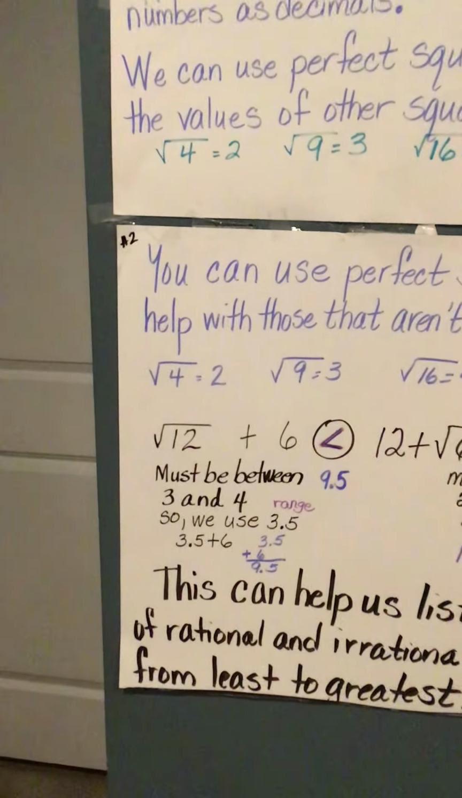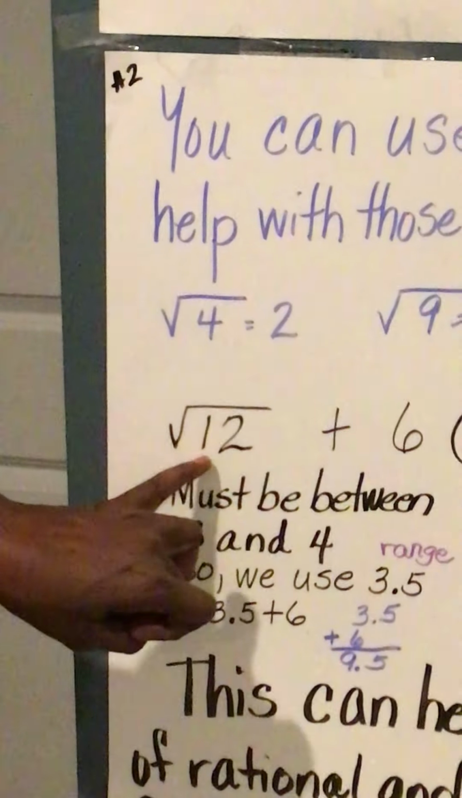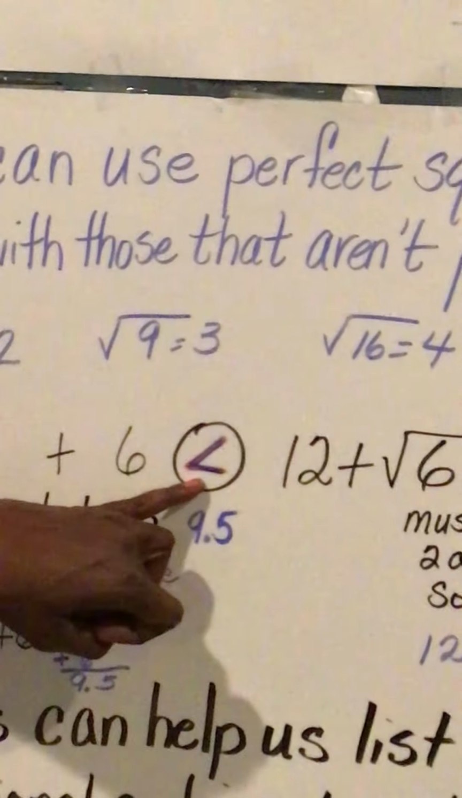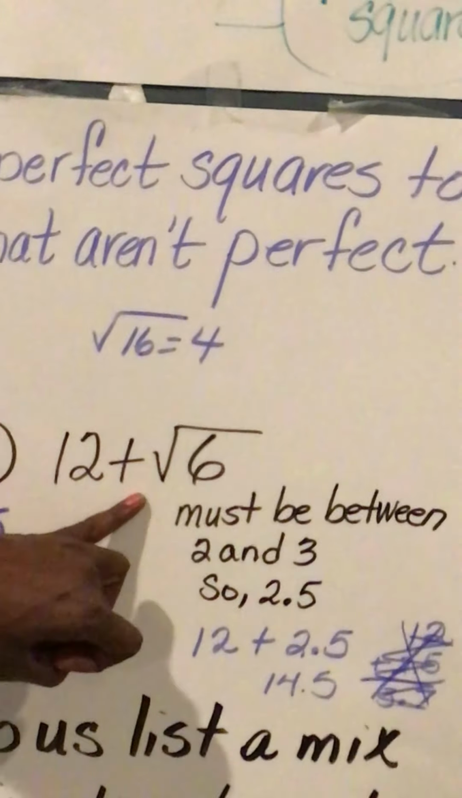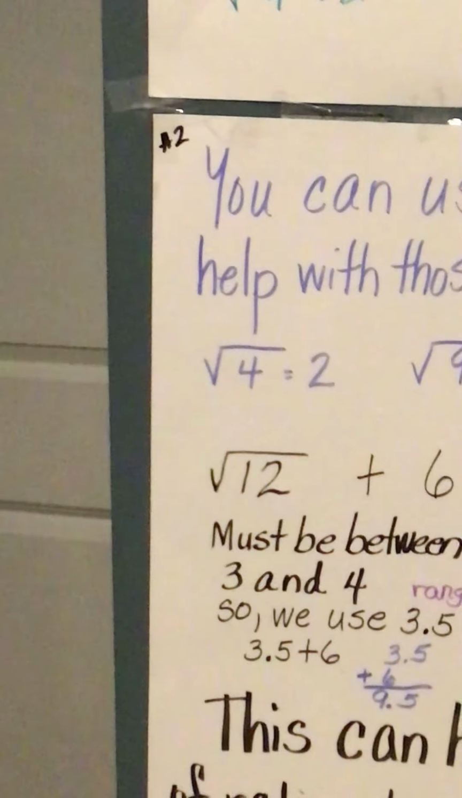So I need you to pay close attention to everything that I do. Now, this says the square root of 12 plus 6 is less than 12 plus the square root of 6. Let's see why I chose less than.